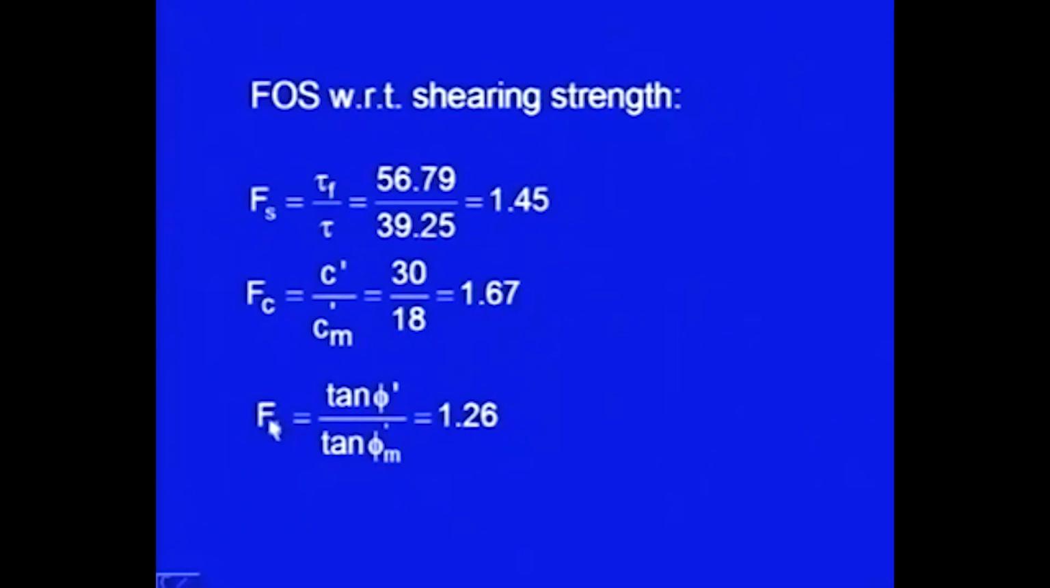Same way, the factor of safety against angle of internal friction is equal to tan phi dash, a measure of the maximum available frictional resistance, upon tan phi m, the mobilized frictional resistance, and their ratio. So, it is 1.26, 1.67 and 1.45. So, the slope is stable.